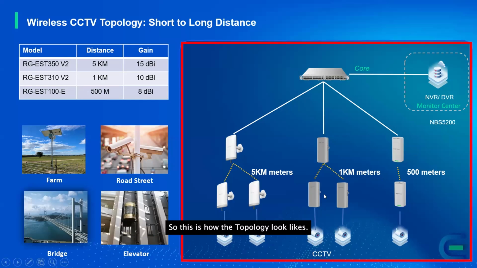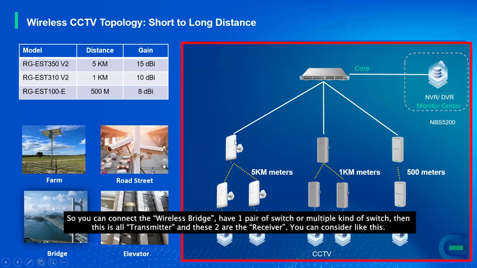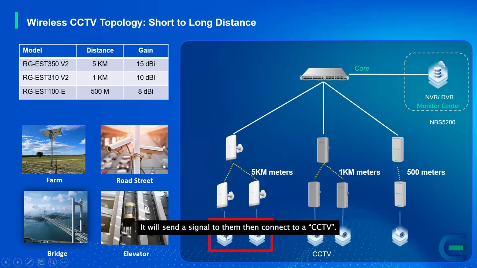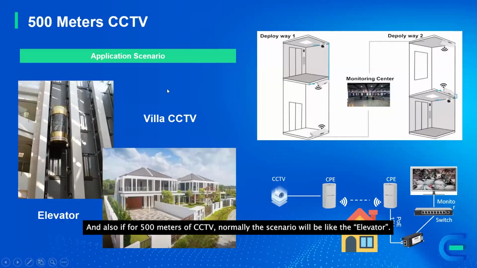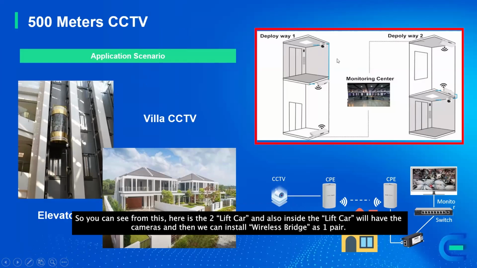This is how the topology looks. You can have one pair of switches or multiple pairs. One is the transmitter, and the other two are receivers. You can consider it like this: you send the signal to them, then connect to a CCTV. For 500 meters of CCTV, the normal scenario is the elevator, and in the elevator you can see from this.